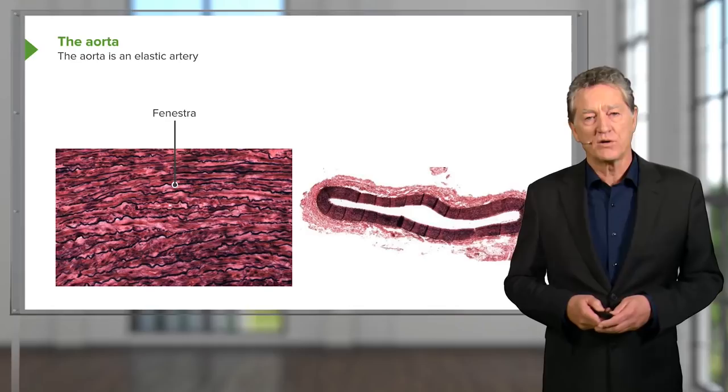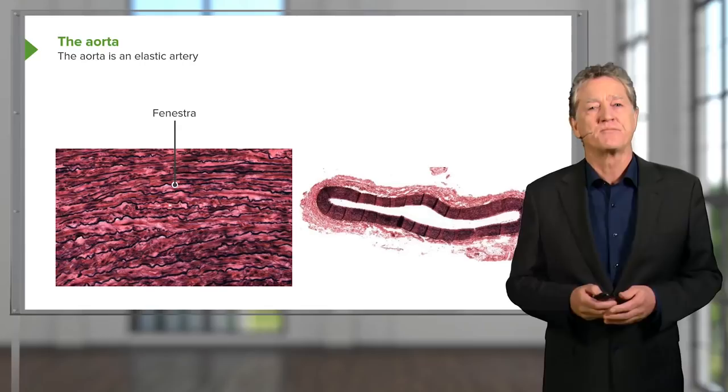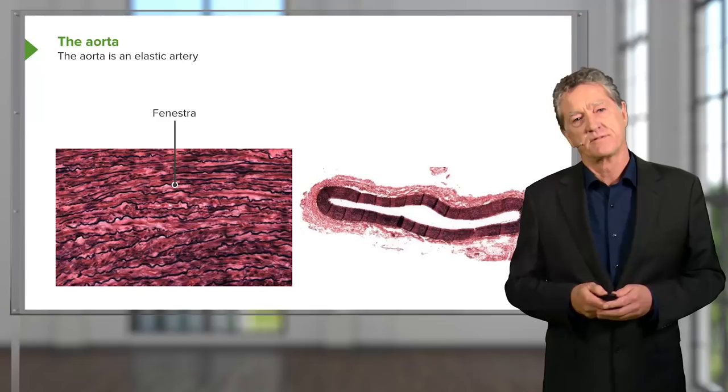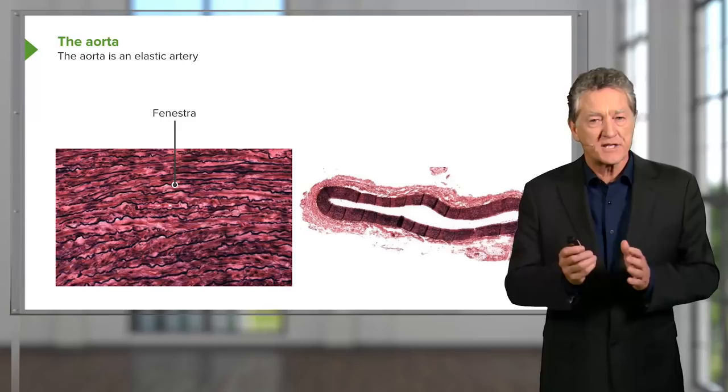Now, the role of this elastica in the aorta is very, very important. When the heart pumps, when the left ventricle contracts and passes blood up into the aorta, the aorta expands as it accepts that stroke volume of blood, 100 mils or so. It expands because of the elasticity. That elastic tissue expands just like a rubber band stretching.